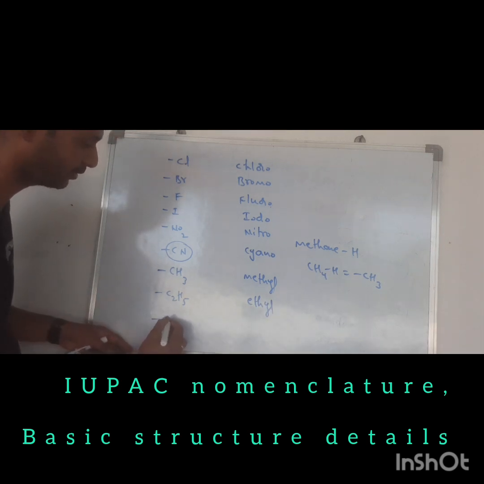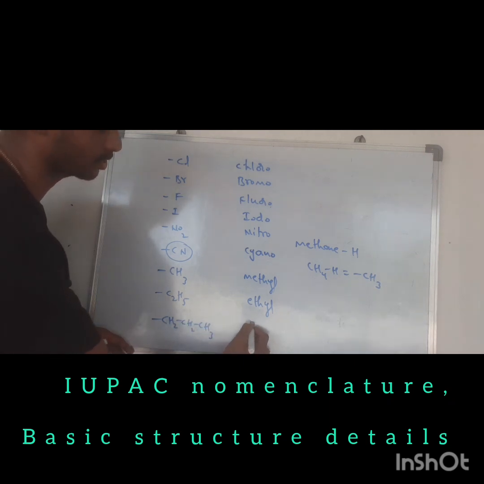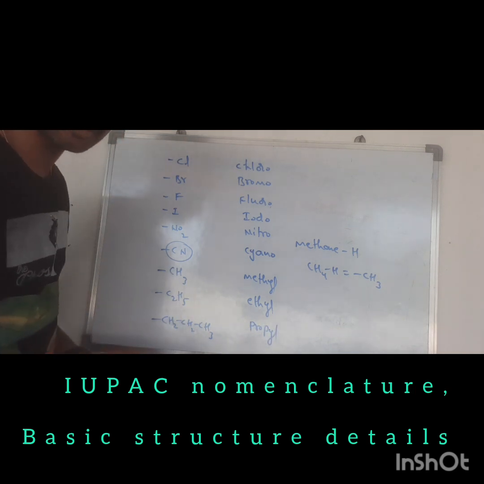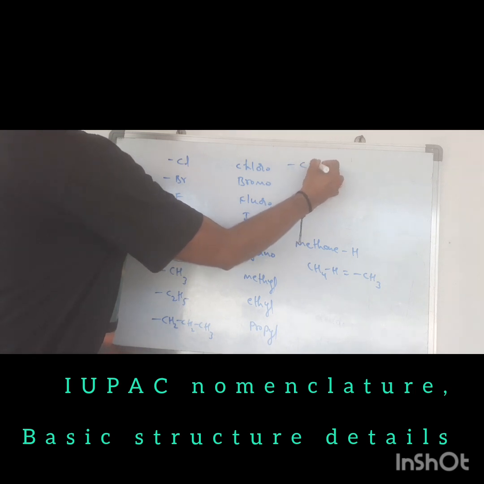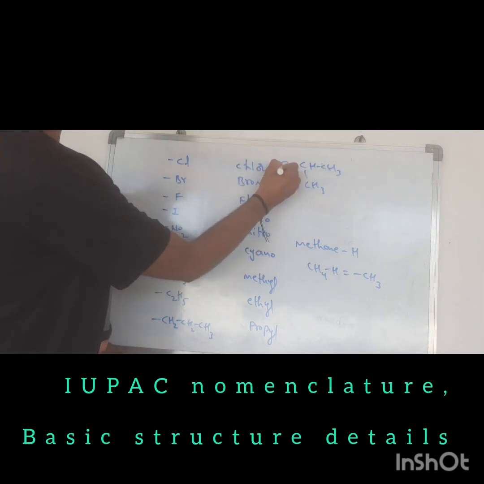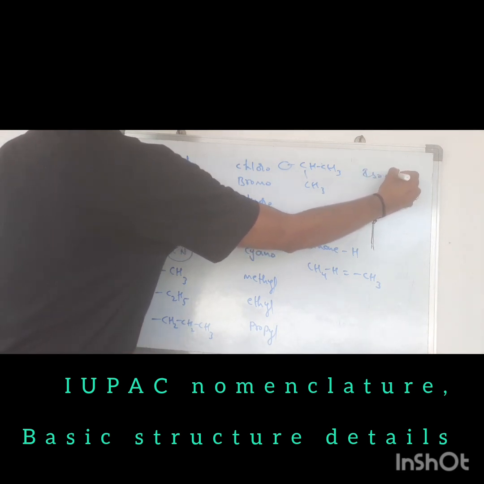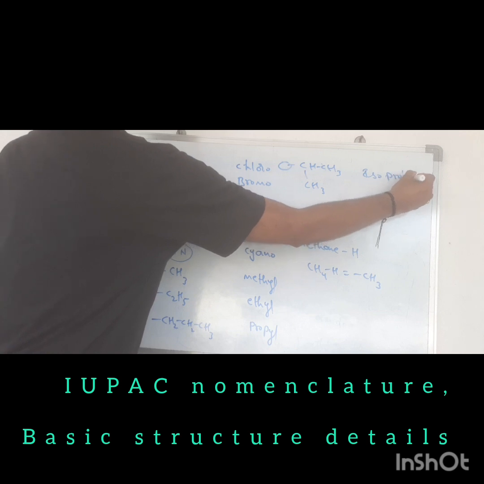If three carbons are directly connected in the substituent, this is called propyl. If three carbons are there but not connected straight, and the connection to the chain is a branched one like this, this is called isopropyl. Three carbons are there, that is why it is isopropyl.